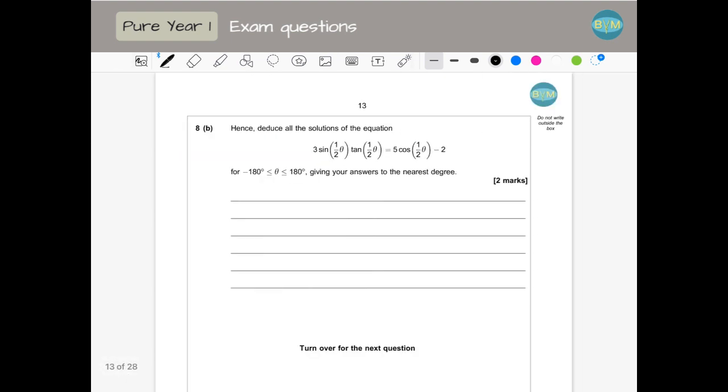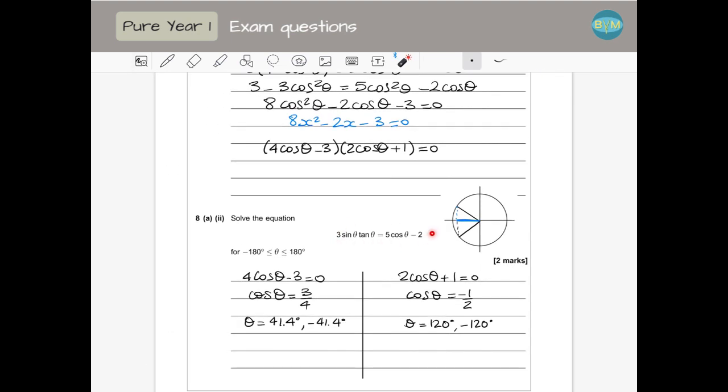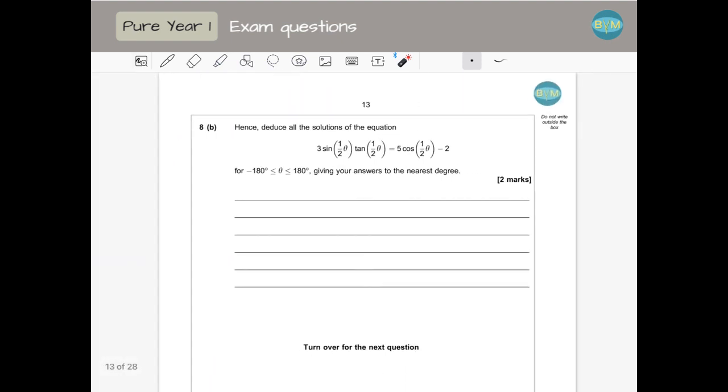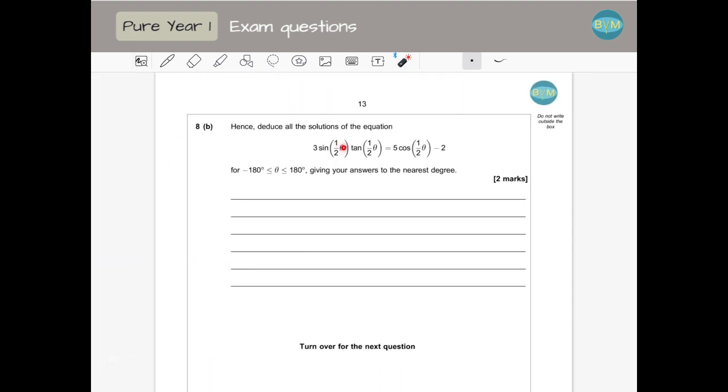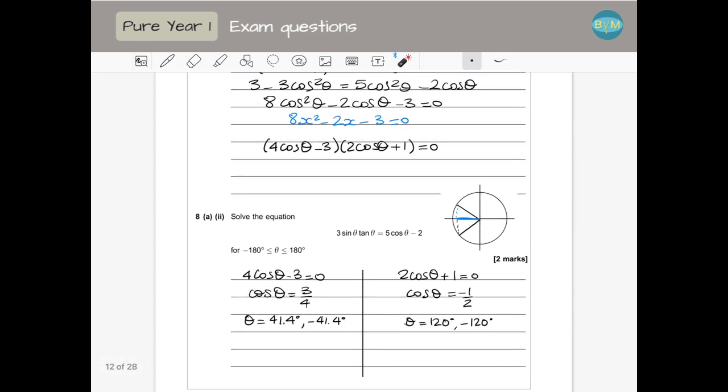Next thing, hence deduce all the solutions of this equation. If you compare this equation with the one before, it's the same equation, but instead of theta, I have 1/2 of theta. So when we have a number multiplying the angle, the first thing you have to do, remember, is to change the interval. So we are going to write the interval for half theta, which means I'm going to divide everything by 2. So my interval is going to be minus 90 to 90 for theta divided by 2, because it's going to help us to choose the solutions.